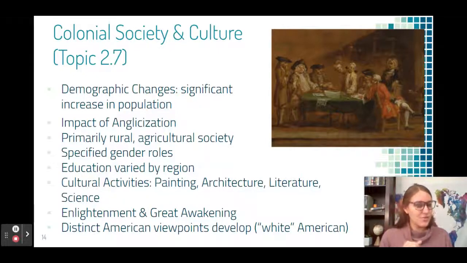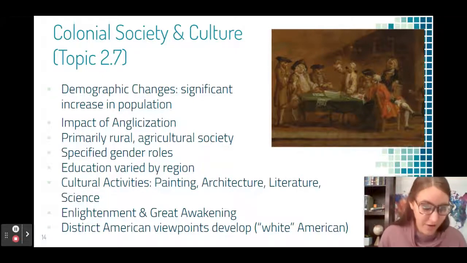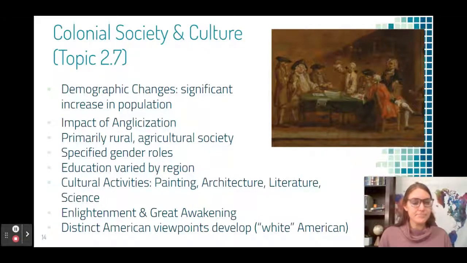Now, when you see distinct American viewpoint, it is important to understand that this is a distinct white American viewpoint. It's not American Indian. It doesn't include enslaved Africans, but there are some ideas regarding self-government, regarding free trade. Those types of things become more and more important to people in North America.